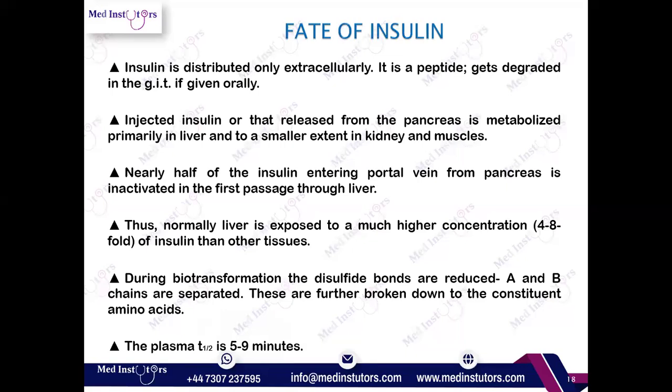Normally, the liver is exposed to a much higher concentration of insulin than other tissues. During biotransformation, the disulfide bonds are broken and the A and B chains are separated, and they are further broken down to constituent amino acids. And the half-life of insulin is considered as 5 to 9 minutes. So this is about the fate of insulin.